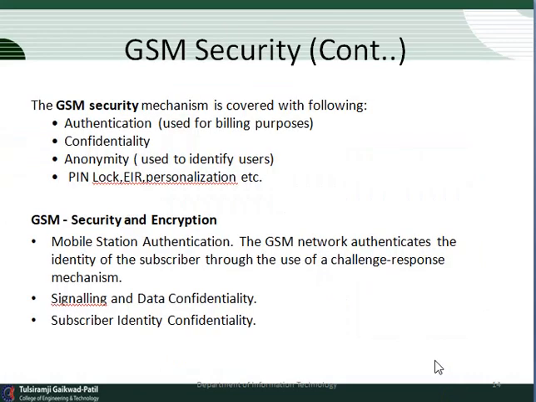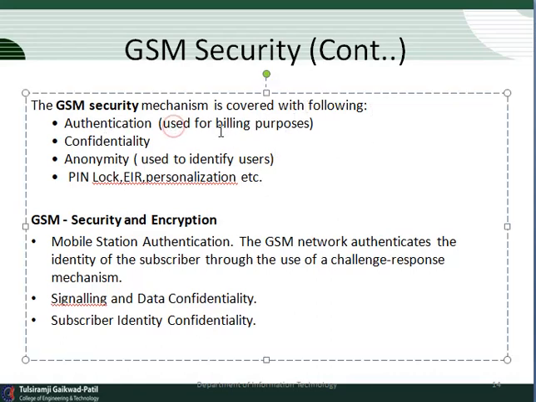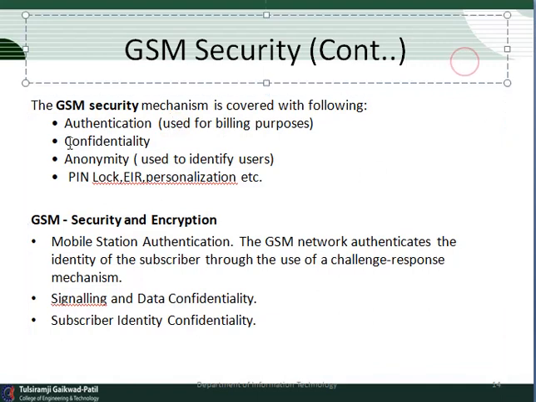After that, we will go to GSM security. The GSM security mechanism is covered with the following attributes: authentication, used for billing and process, confidentiality, anonymity, and the pin lock, which we already discussed. What is authentication, what is confidentiality, what is anonymity, used for identifying users? Authentication is used for the billing purpose, as we already said.